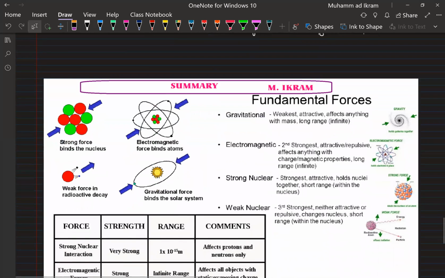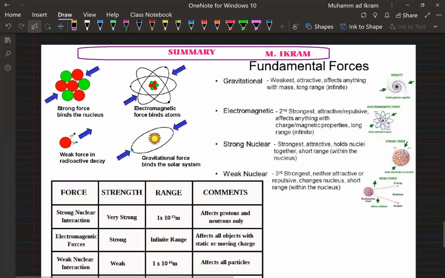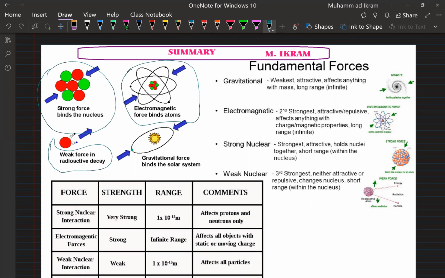Now let me summarize this. Here you see the strong force binds the nucleus, for the stability of the nucleus. The electromagnetic force holds the structure of the atom. The nuclear force holds the structure of the nucleus. The weak force is responsible for radioactivity, and the gravitational force is what binds the solar system, or the larger astronomical systems.